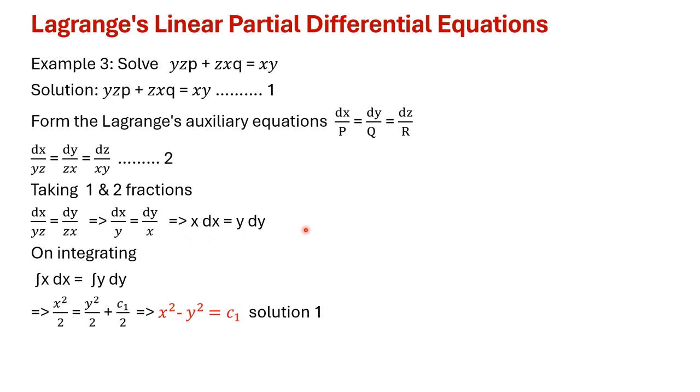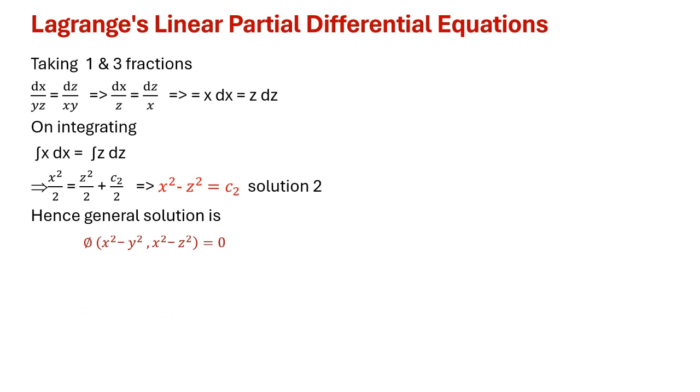On integration, we get x square by 2 is equal to y square by 2 plus c1 by 2. We have to put any constant, so we'll put it as c1, and 2 is also a constant, so we just put 2 to make it easy for solving. Now here we have 2 in the denominator, so it will get cancelled. And bring this y square here, so we get x square minus y square is equal to c1, which is solution 1.